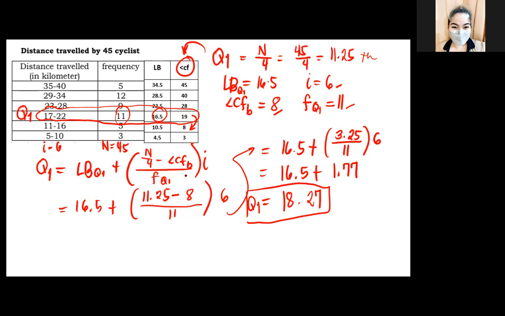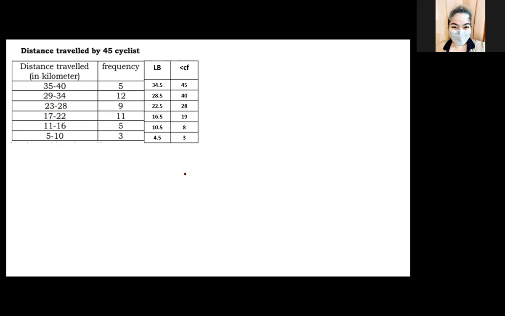So, tapos na tayo sa second quartile, yung median kanina, at first quartile. Sunod naman natin si third quartile. So si third quartile, ma-identify natin yung location niya using 3 times n divided by 4. So that is 3 times 45 divided by 4. So ano magiging answer niyo? Tapos titingnan natin siya dito sa CF.